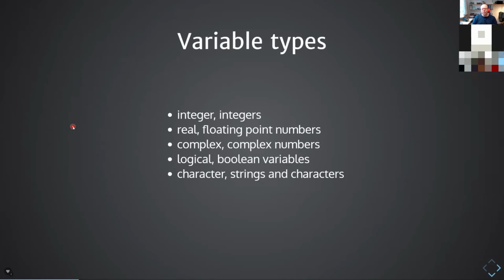There are some different variable types built in. So the basic ones are integer for integers. You have real, which is floating point numbers. You have complex for complex numbers, logical for Boolean variables, character for strings and characters. There is also a special derived data type which you can use to define your own data types, but it's not one of the built-in ones.